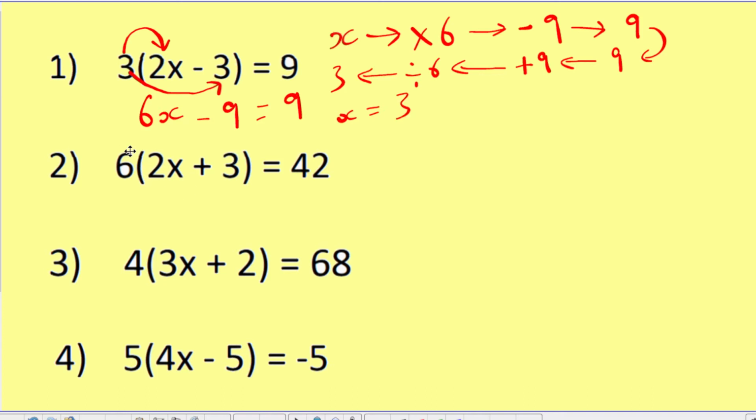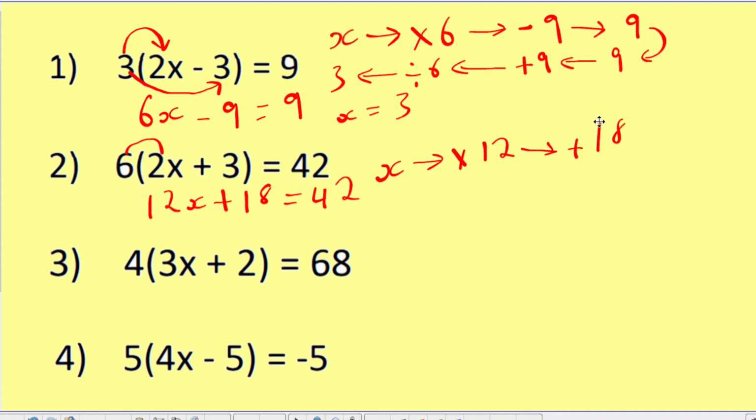So our next one, we're going to expand the bracket. So 2 6's is going to be 12x. 6 times 3 is 18, and that's going to give us 42. Okay, again, using our function machine, we start with x, or the x arrow method as we can call it. We times by 12, and then we add 18, and that gives us 42.